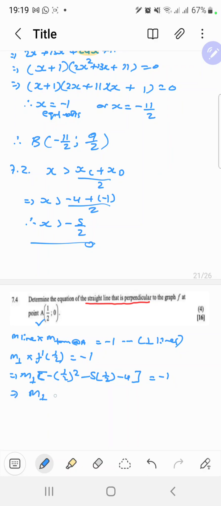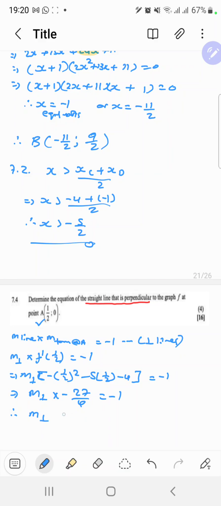Which also implies that m of the perpendicular line multiplied by, now we can sort this out. So this is minus into a half squared minus 5 into a half minus 4. And that gives a negative gradient. This is multiplied by minus 27 over 4 equals -1.